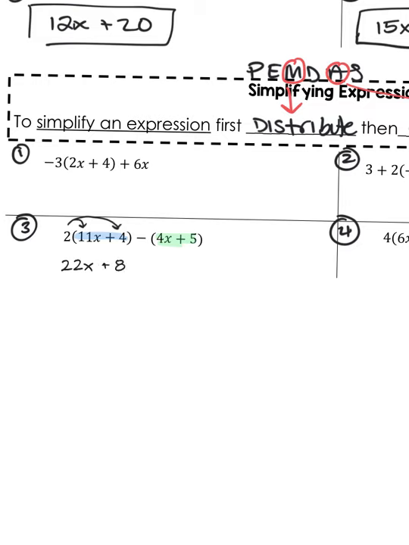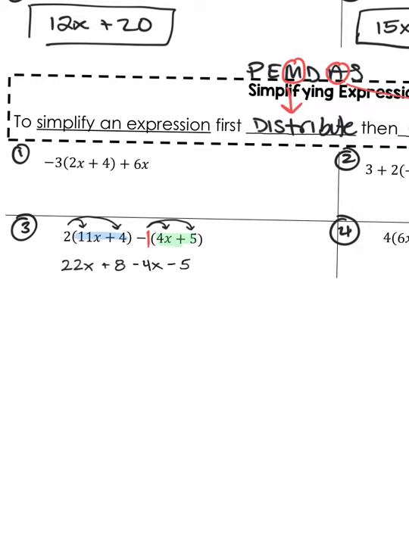Now in my next set of parentheses, I don't see a number to distribute here. There isn't a number in front of my parentheses, there's just a negative sign. But what is there that we can't see is an invisible negative 1. So it's negative 1 that's being multiplied by both terms in parentheses. So when I distribute this, negative 1 times 4x is negative 4x. Negative 1 times 5 is negative 5.